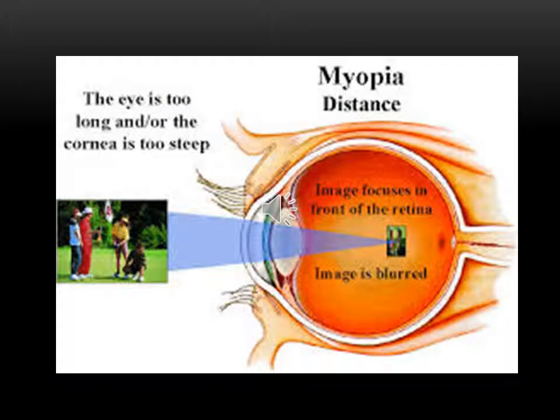Sounds simple, right? What could go wrong? Refractive errors are the most frequent eye problems in the United States. Refractive errors include myopia, or nearsightedness. The average age of onset is 7 to 10 years of age.